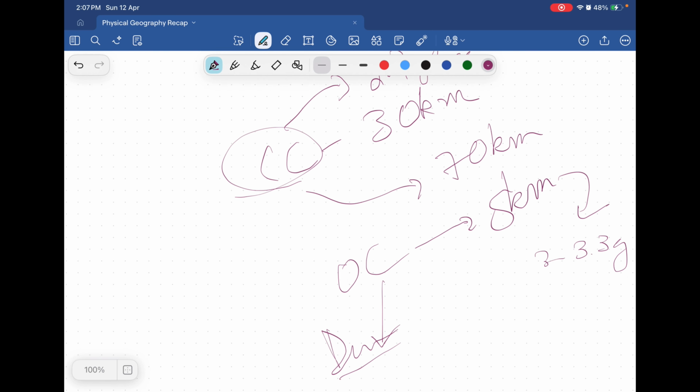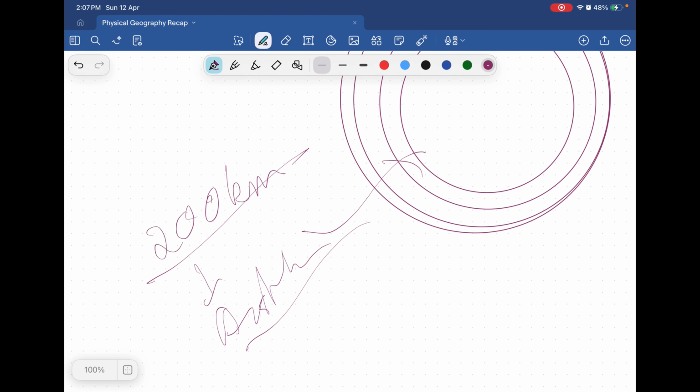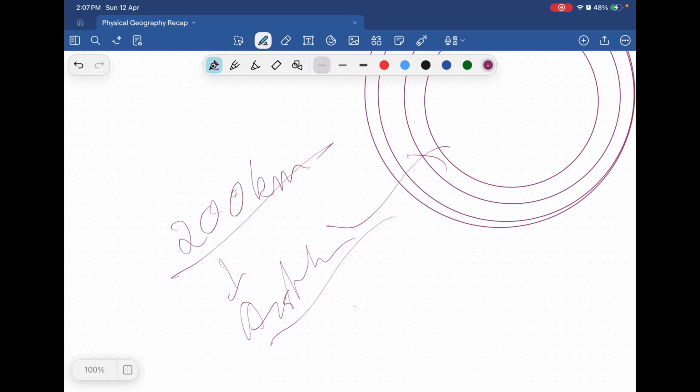Now the property of the mantle is that the initial part of the mantle is very weak. This weak layer is called the asthenosphere. The asthenosphere is the source of all lava, magma, etc. It extends not 200 kilometers, my mistake, it is basically 400 kilometers in depth.